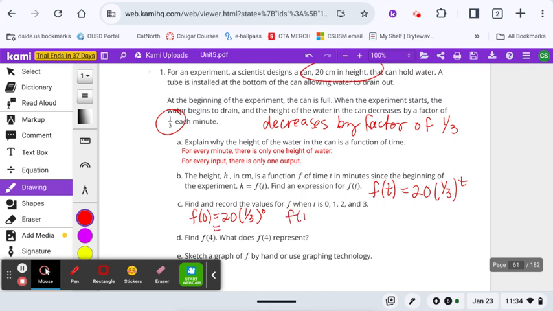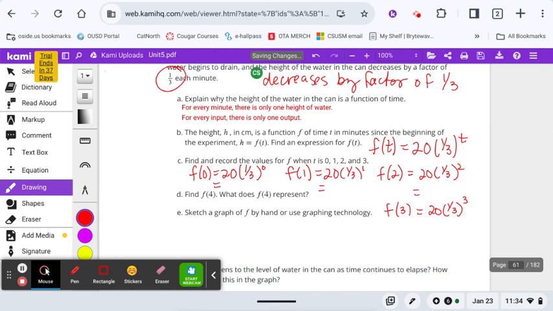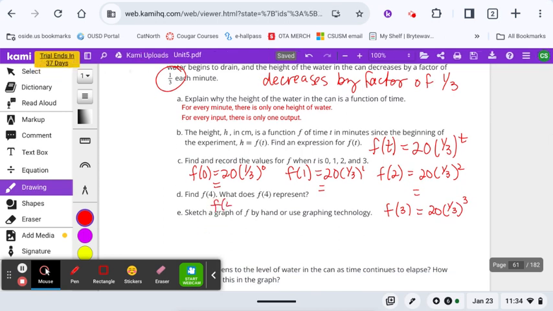You're going to plug in 1, 20 times 1/3 to the power of 1. Get us that answer. Plug in 2, 20 times 1/3 to the power of 2. Get that answer in your calculator, and then plug in 3, 20 times 1/3 to the power of 3. Get all 4 of those outputs. Finally, get f of 4. Plug in 4, 20 times 1/3 to the power of 4. Get that answer, and then what does it mean?